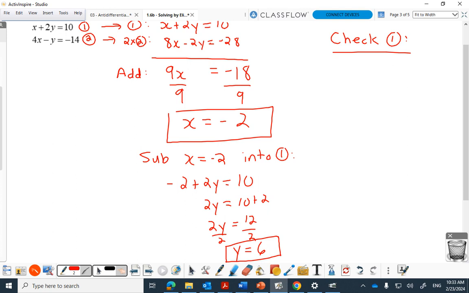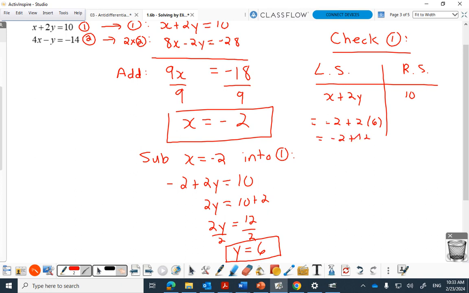So I'm going to check number 1. You go left side, you do right side, and you go, okay, the left side of equation 1 was x plus 2y. The right side was 10. And here I got negative 2 plus 2 times 6. And when I do negative 2 plus 12, I get 10.